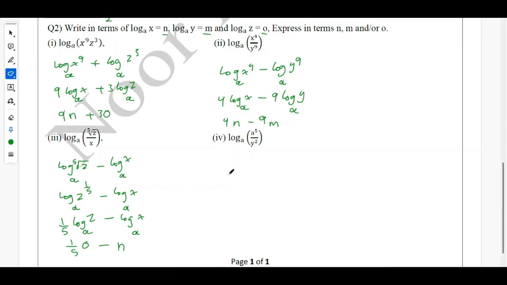The last one, log of a to the power 5 base a minus log y squared to the base a. 5 log a to the base a minus 2 log y to the base a. Log a to the base a gives me 1, so 5 minus 2m.